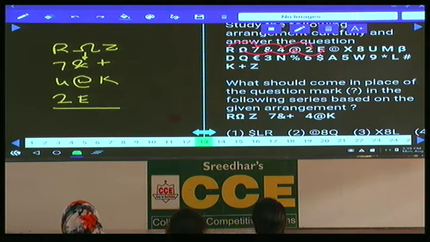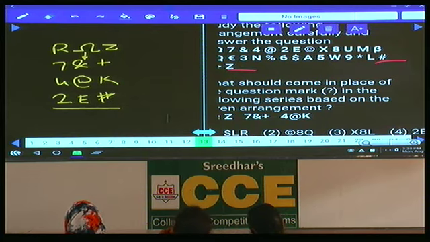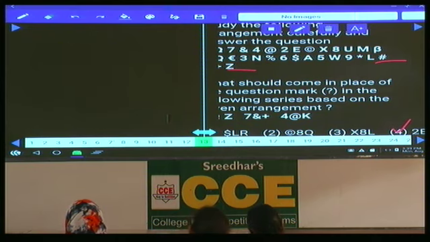Then coming to the last element here, Z. Z plus K and hash is the element. Now the last element is minus 1, minus 1, minus 1. Hence choice 4 is the answer. Clear now? First elements plus 2. Second elements plus 2. Last element minus 1.